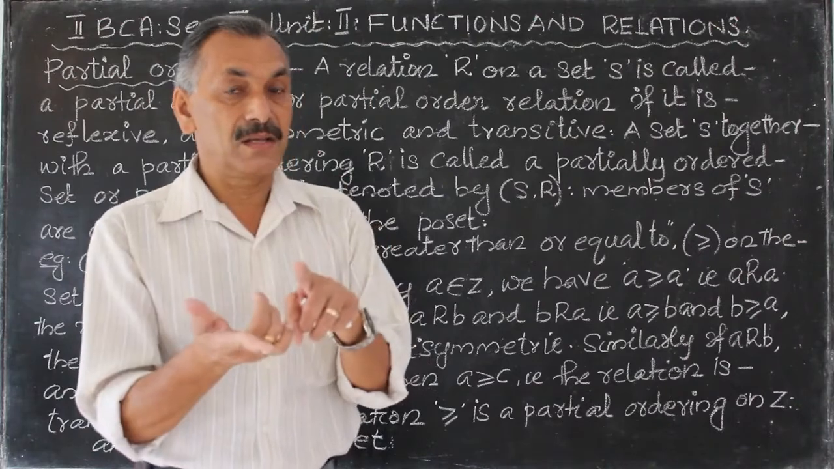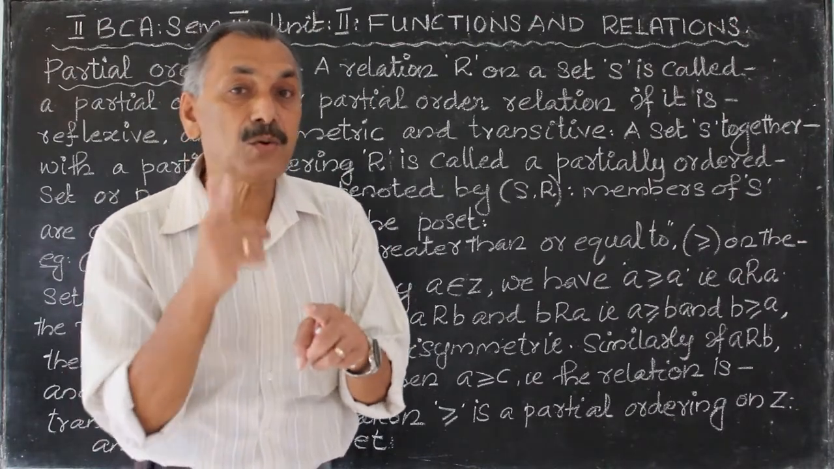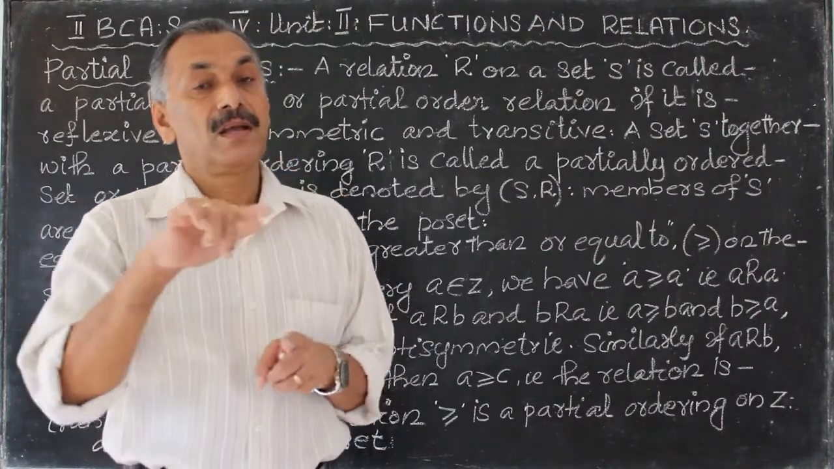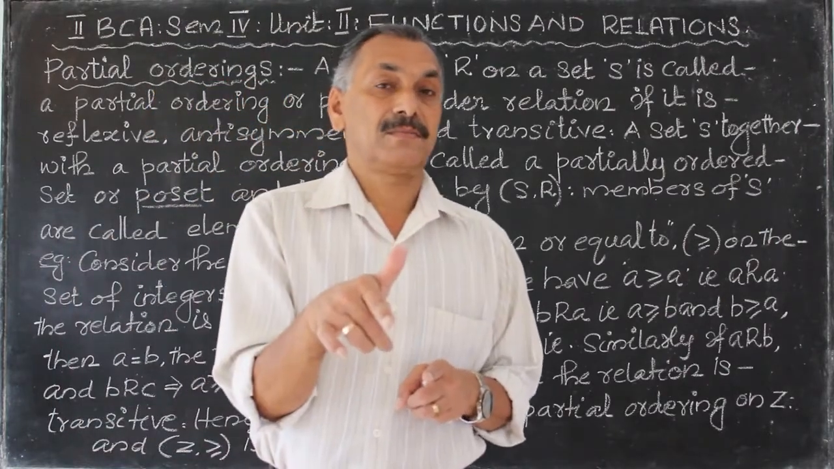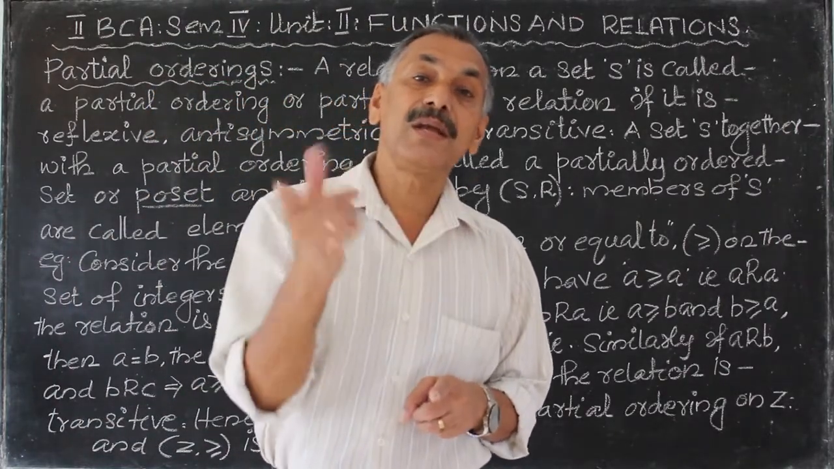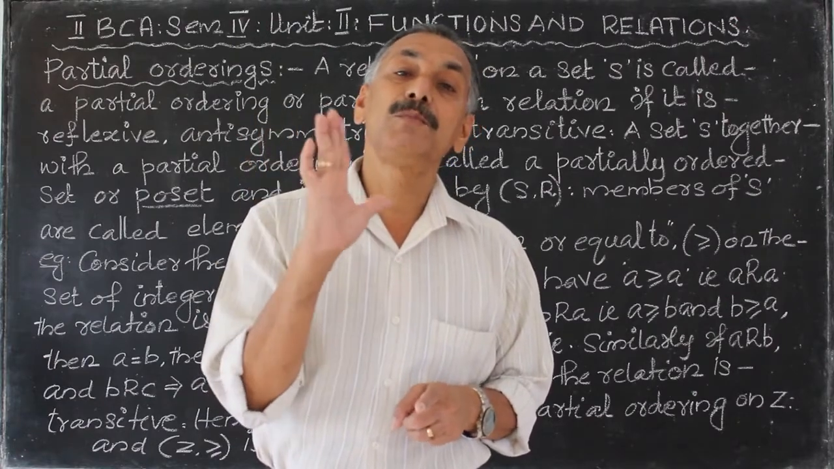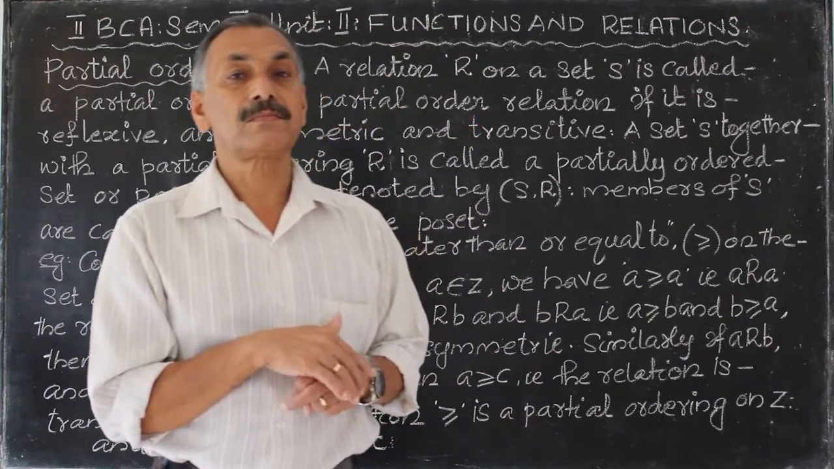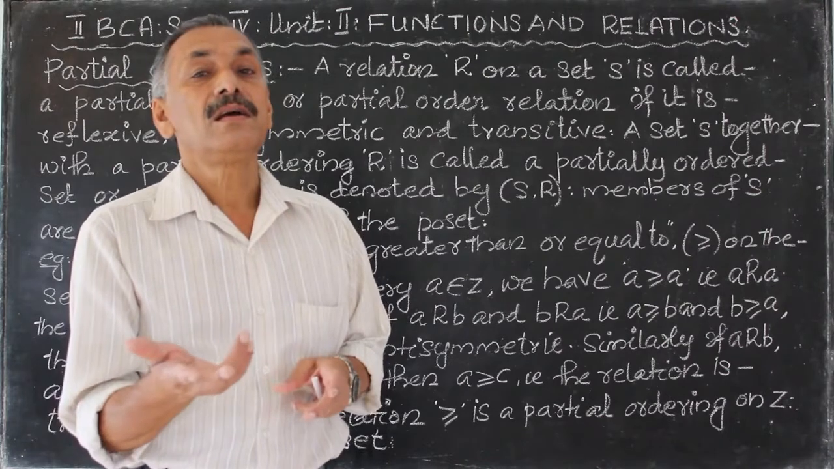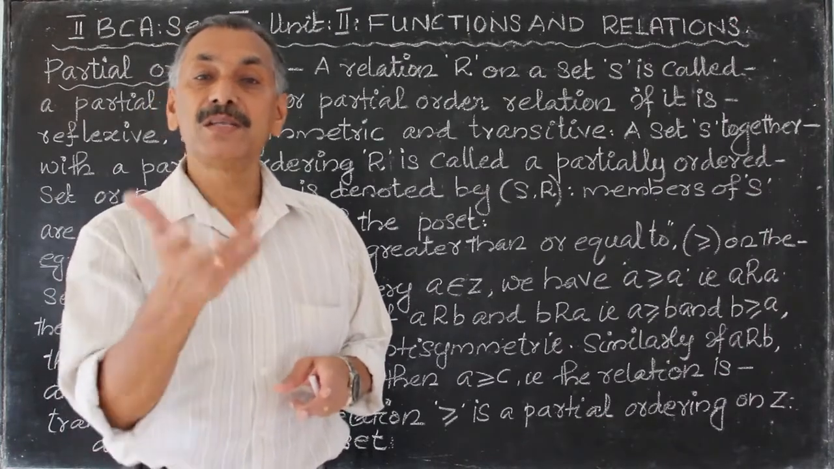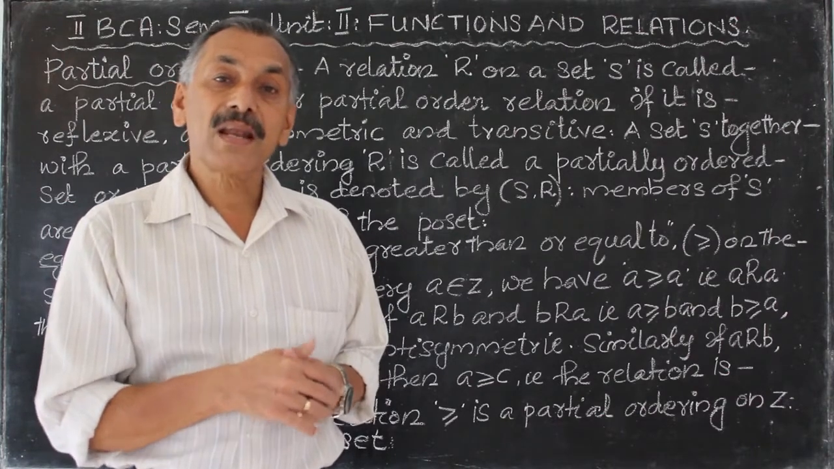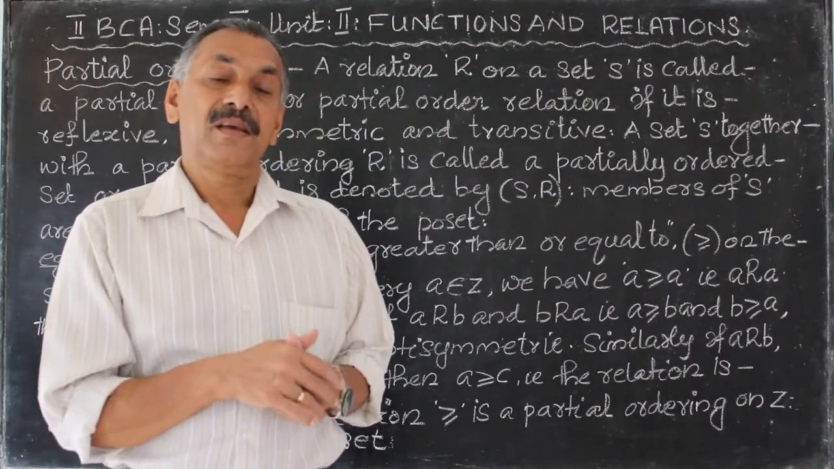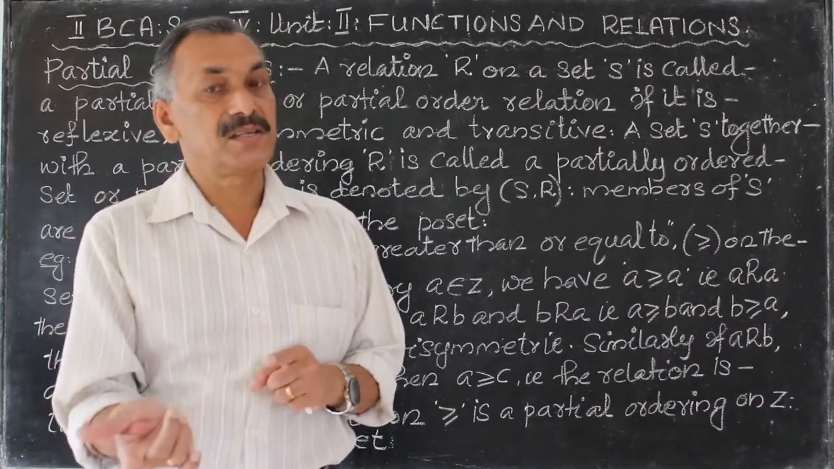If a is related to b, that means a divides b, which means b is a multiple of a. And b divides a means a is a multiple of b. If b is a multiple of a and a is a multiple of b, there is a property: a and b will be equal. If a and b are equal, a is equal to 1 into b and b is equal to 1 into a. So the relation is antisymmetric.